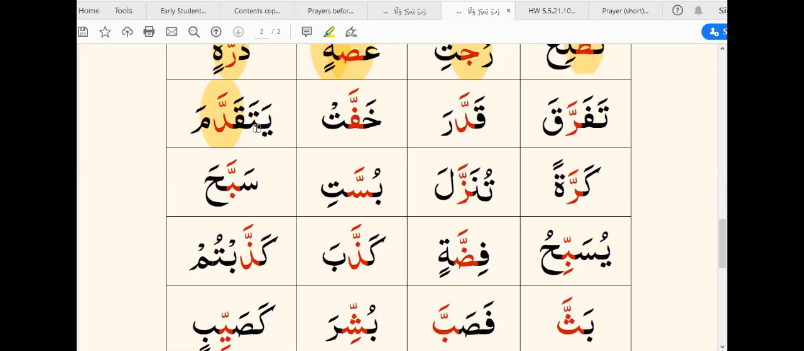So the next one over here, letter dal has a shadda, and it also has a fatha. So we're going to produce two sounds. Qad. Dama. Yes, let's join all the letters together. Yataqad. Dama. Yataqad. Well done. Jazakumullah for your help and participation, and until next time, Allah Hafiz.